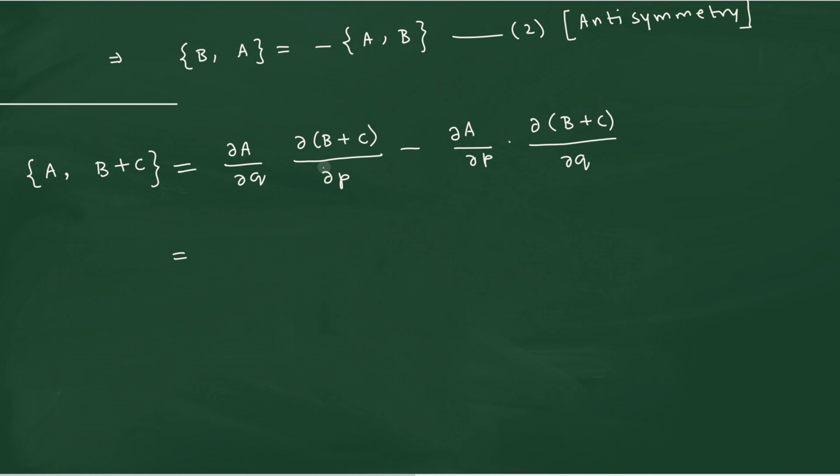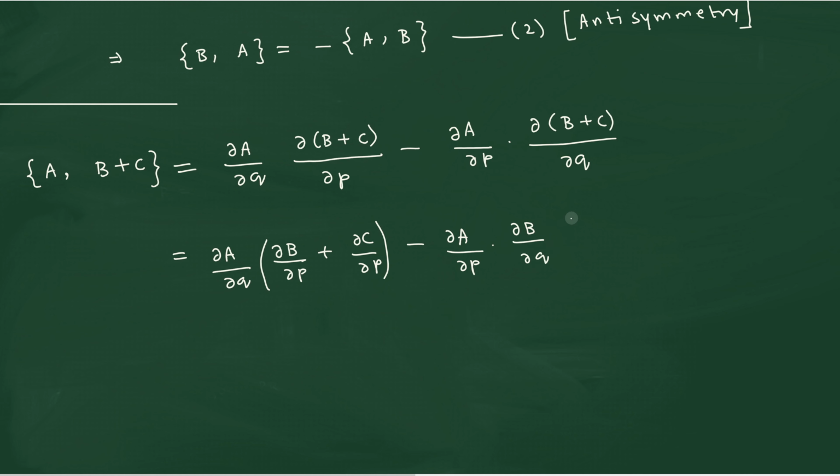This is equal to, because of the addition, the calculation is going to be simple actually. So this gives you ∂A/∂q, then ∂B/∂p plus ∂C/∂p. But there is a bracket here, that is important. Then minus, like this you have.